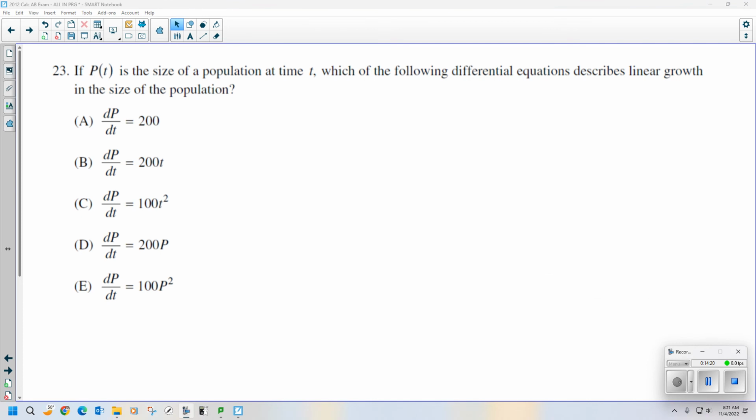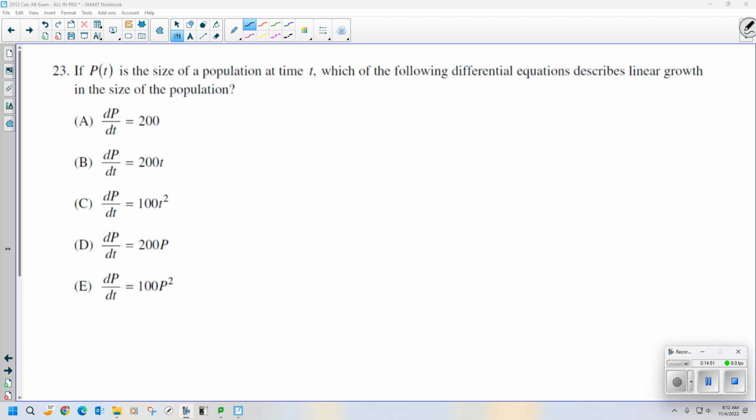23. If P of t is the size of a population at time t, which of the following differential equations describes a linear growth in the size of the population? I like this problem because it's easy. I don't like this problem because to me it's not calculus-y enough, if that makes sense. This is really a lot easier than you think.